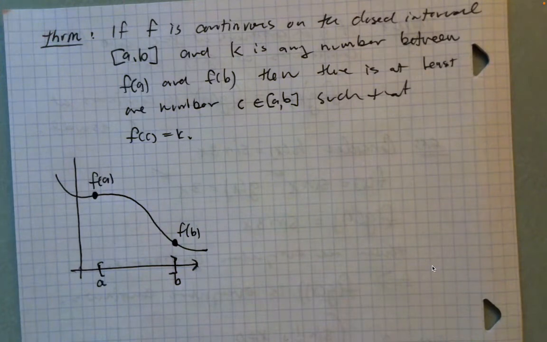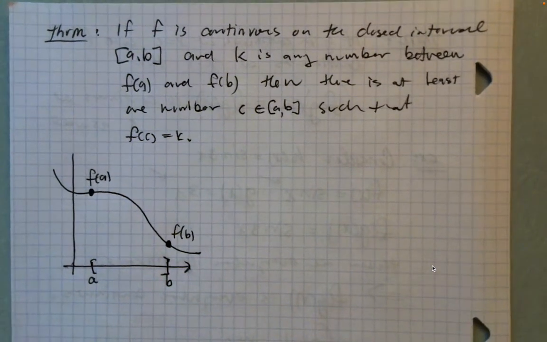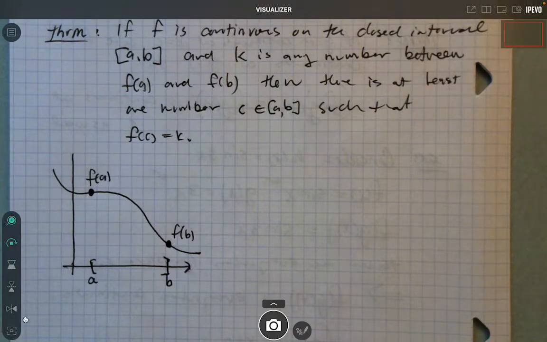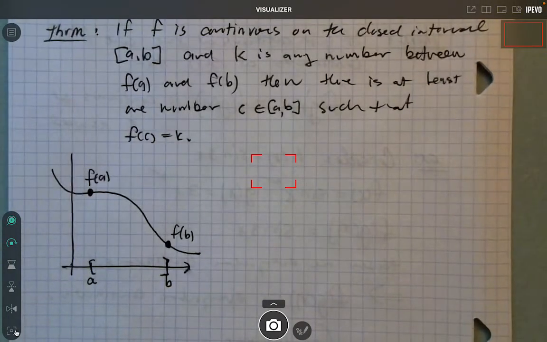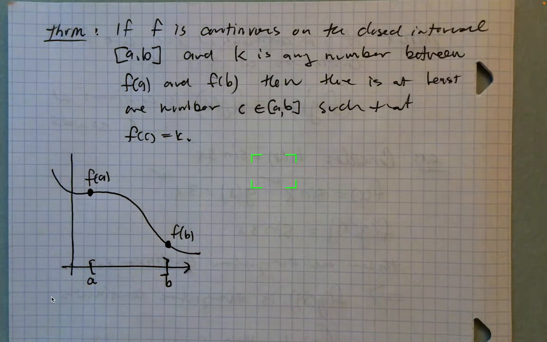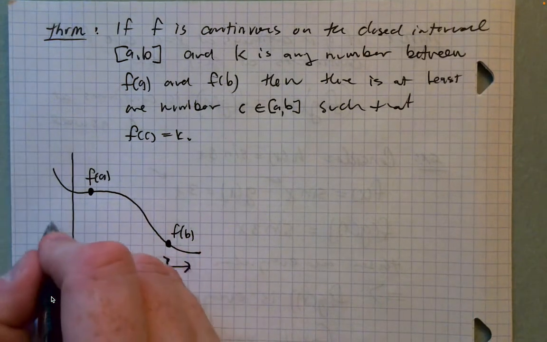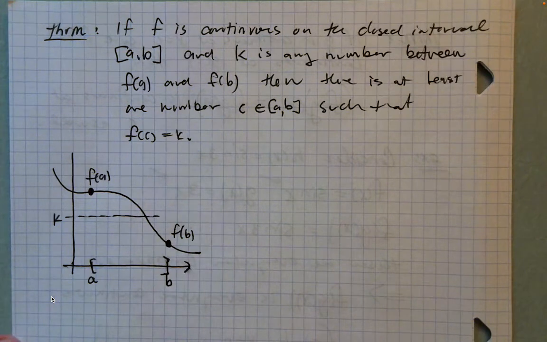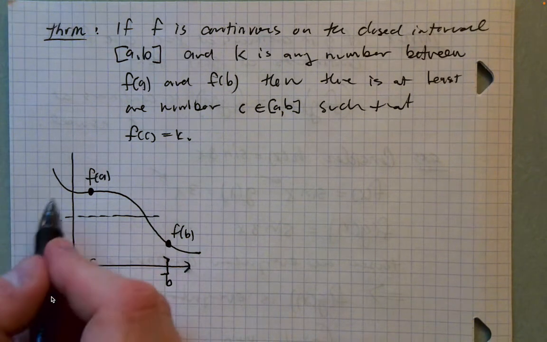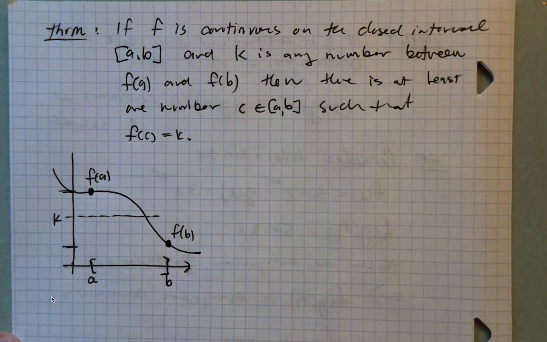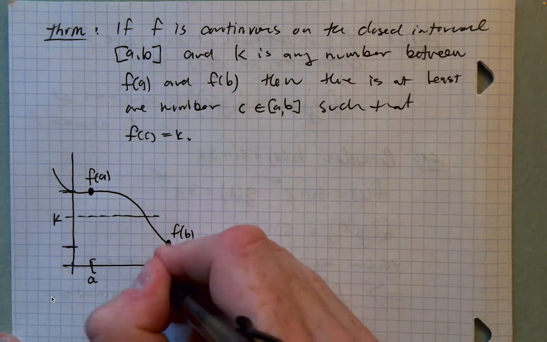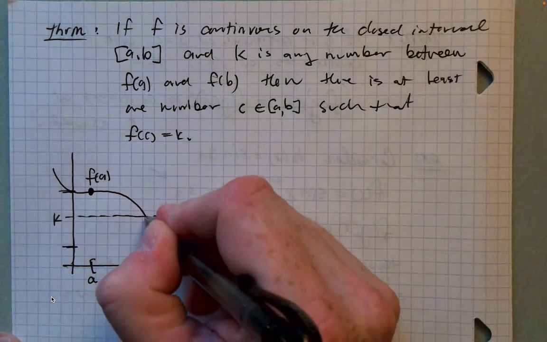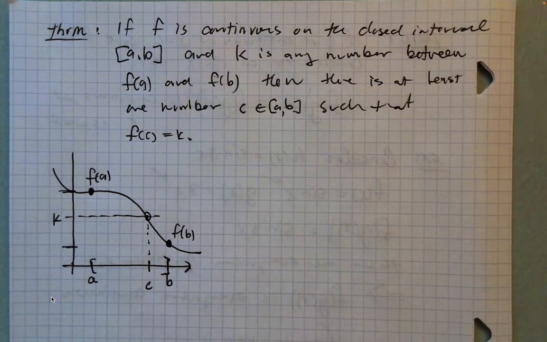All this theorem is saying is that, let's say k is here. So k is a number between f of a and f of b. Then there's going to exist some c in here such that f of c is equal to k.